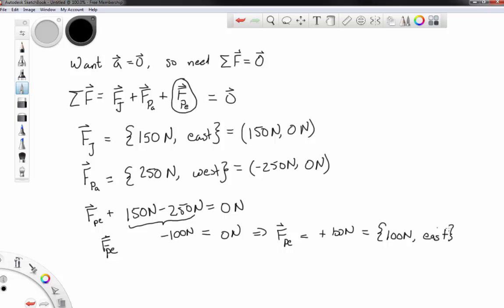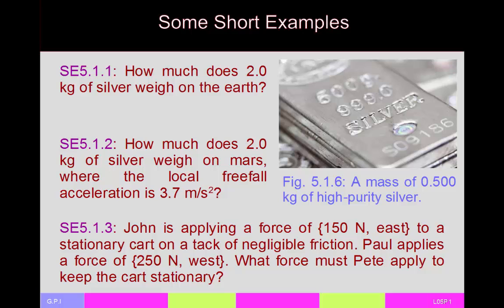So if that happens, then this object should be balanced. And if the object is balanced, then that also means that it will have no acceleration in this case. So to keep the cart stationary, we need 100 newtons to the east from Pete.